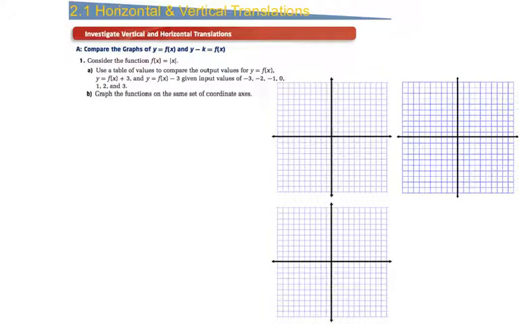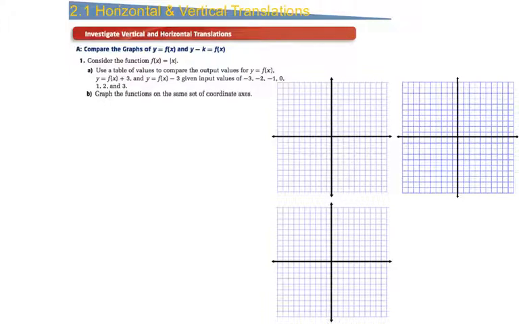So looking at translations of functions, translations mean that the graph of the function is moved, either up, down, left, or right. And we're going to adapt these translations into graphs and see how the equation of the function actually tells us which way the graph has been translated.